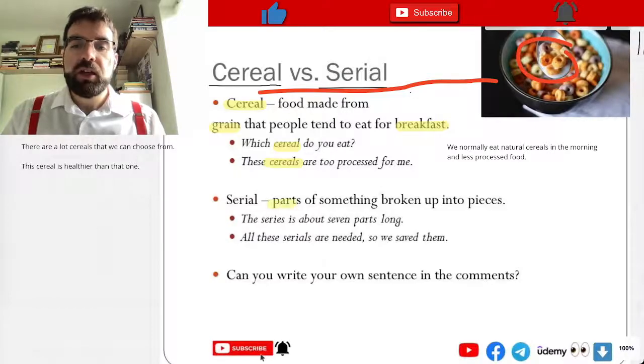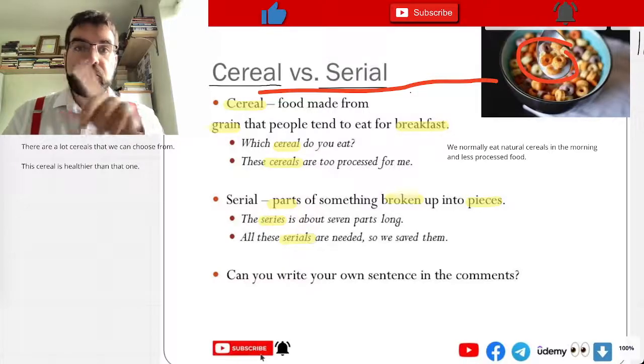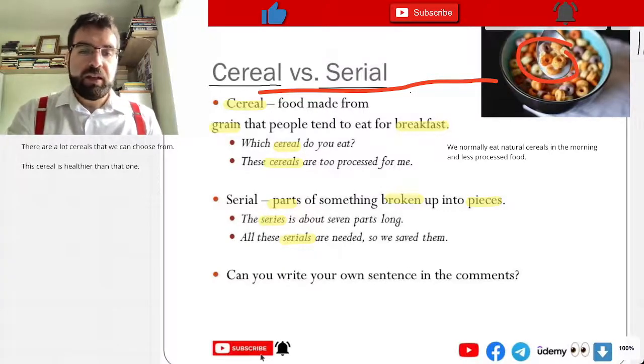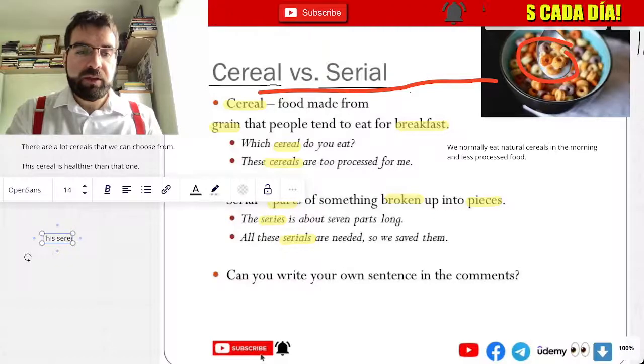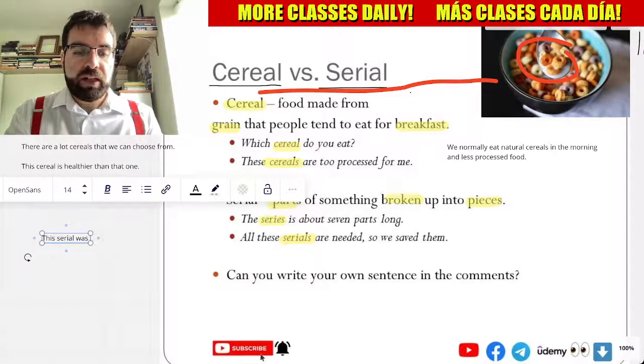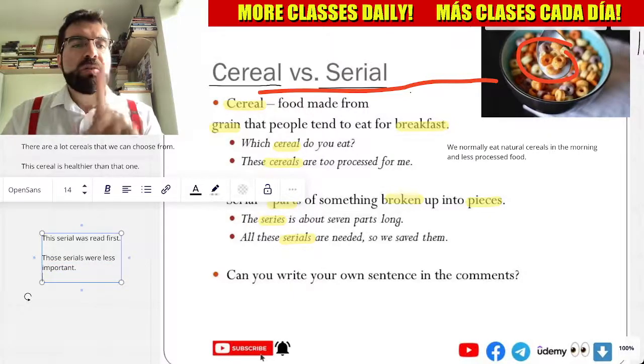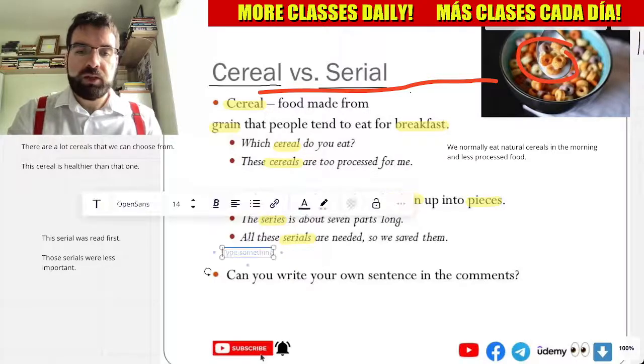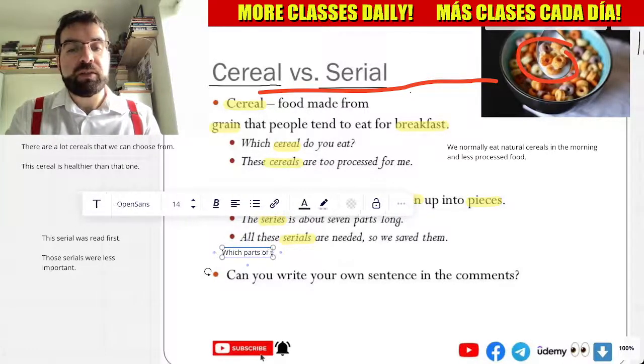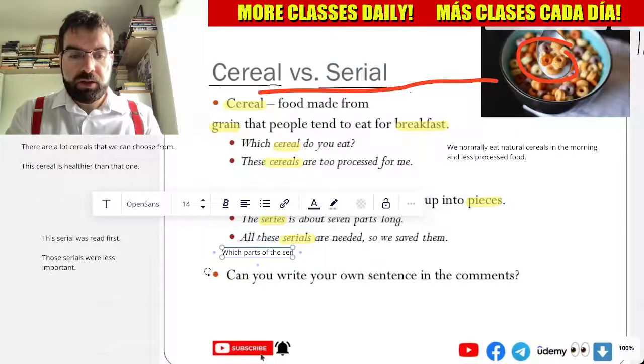parts of something broken up into pieces. The series is about 7 parts long. All these serials are needed, so we saved them. Yeah. This serial was read first. Those serials were less important. Which part of the serial, which parts of the serial are needed?